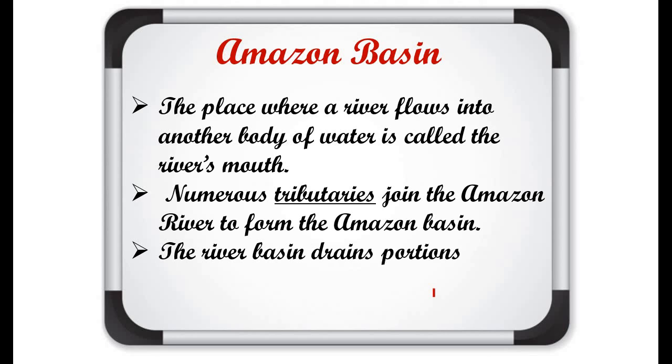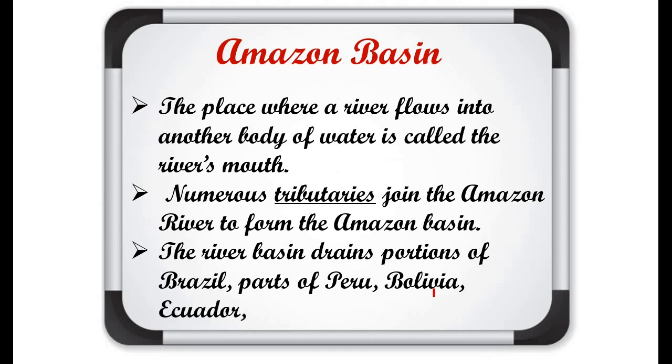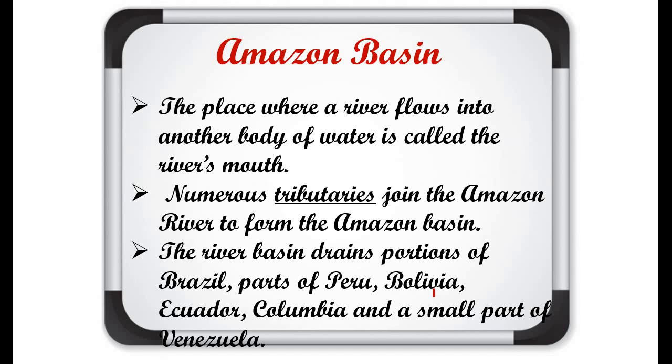The river basin drains a portion of Brazil, parts of Peru, Bolivia, Ecuador, Colombia, and a small part of Venezuela. These are the countries which are drained by the river Amazon and its tributaries. So which countries come in Amazon basin? Peru, Bolivia, Ecuador, Colombia, and some parts of Venezuela. Actually Venezuela is far away from the Amazon river, so only some parts of Venezuela are drained by the Amazon river.